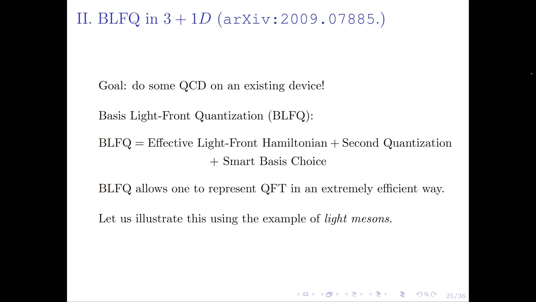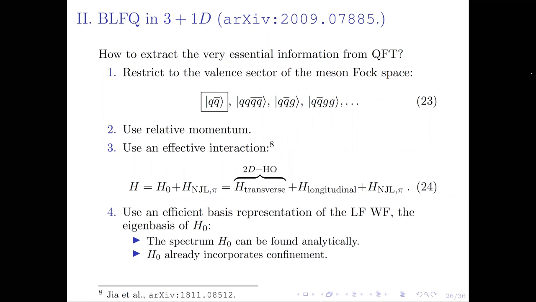Okay, so now I'll just give you a particular example of a calculation that we did for light mesons. So how do we reach this minimal formulation of quantum field theory that can be later generalized? First of all, we will restrict ourselves to the valence sector of the Fock state. So this will be a two-body problem, essentially a quantum mechanical problem, no longer quantum field theory. However, I would like to emphasize right away that the methods we develop are generalizable to the multiparticle case.